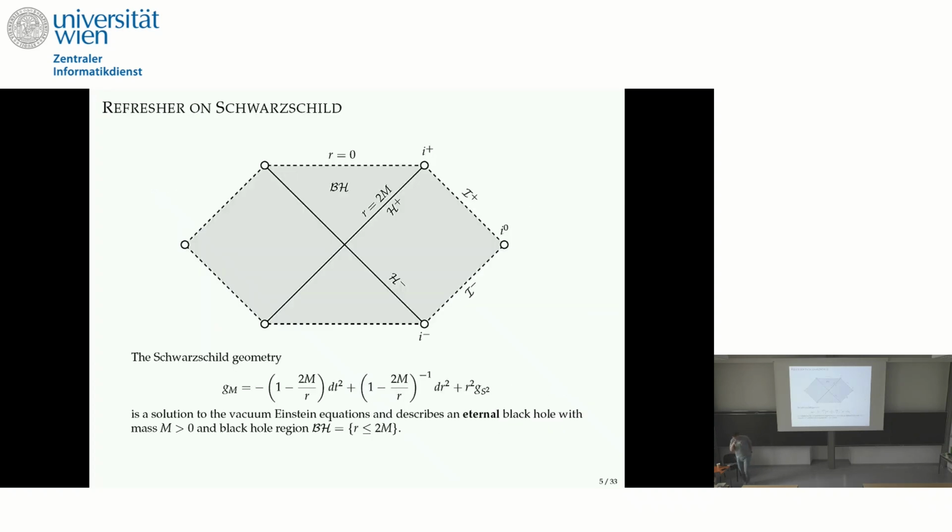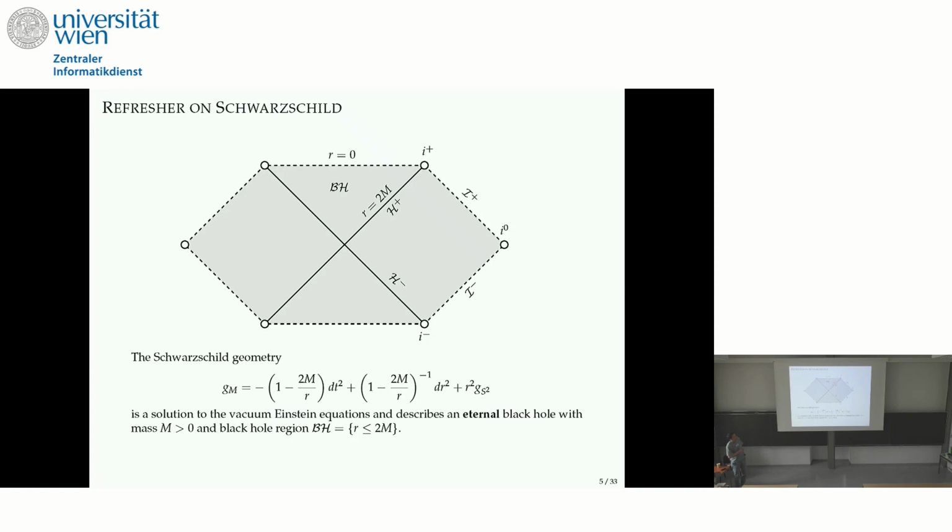Okay, so the most famous solutions, apart from the Minkowski space of the Einstein vacuum equation, is the Schwarzschild geometry, which I have depicted here now with the Penrose diagram and locally given through this expression of the metric. And this describes an eternal black hole with mass m and black hole region r less than or equal to m. The interesting fact about the Schwarzschild solution is that actually it has two asymptotically flat ends here and here, but we will only be concerned with the upper part here, okay?